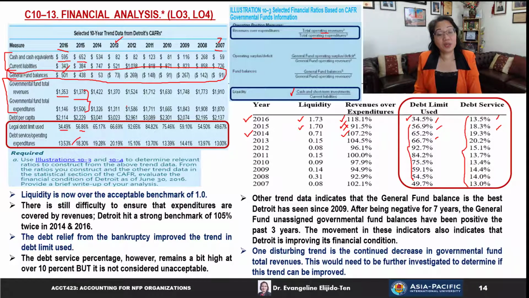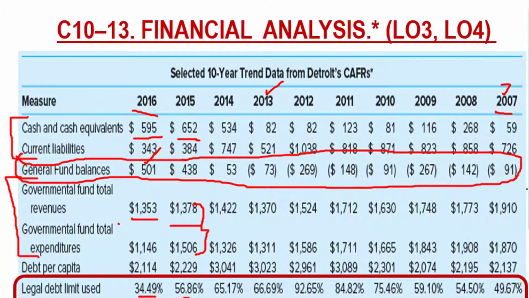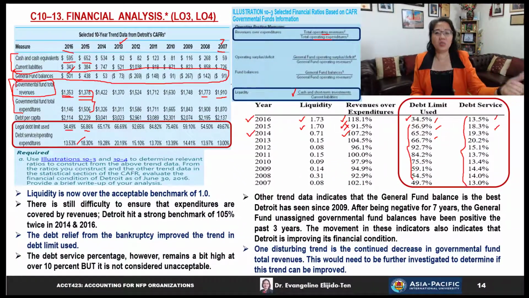However, there's one disturbing trend, that is the continued decrease in governmental fund total revenues. So focus on this one here, the governmental fund revenues. All right, as you can see, it was 1,910 in 2007, it decreased in 2008, and guess what? All the way up to 2016, it's still decreasing. So 1,378 in 2015, and then it decreased again in 2016. This would need to be further investigated to determine if this trend can be improved.